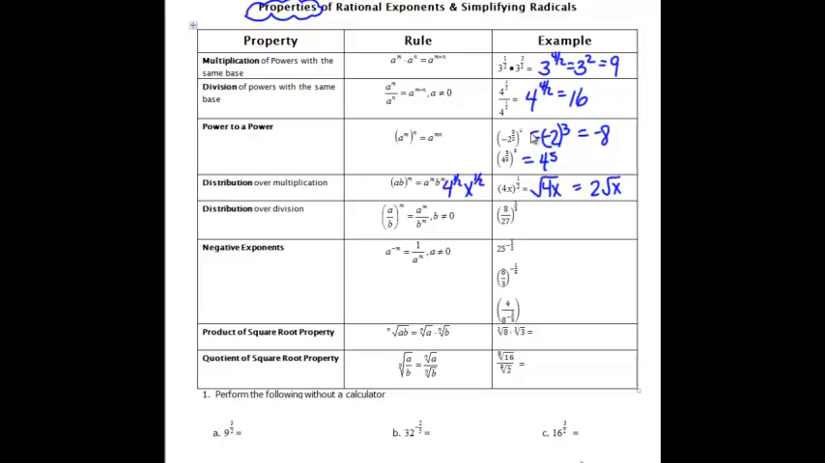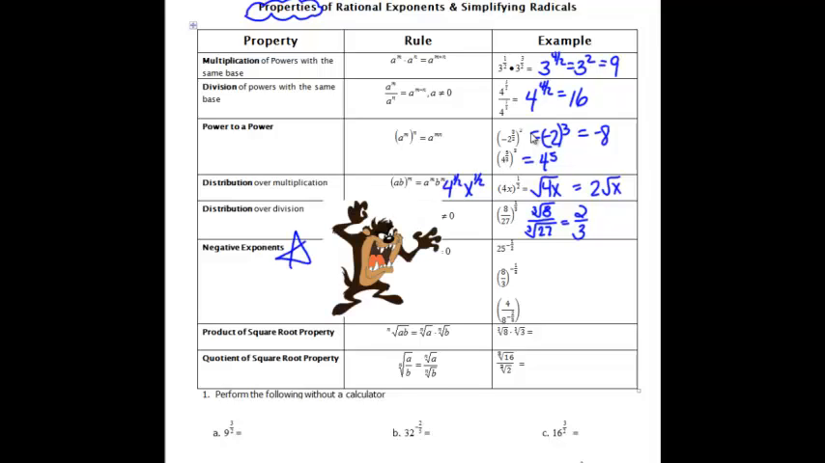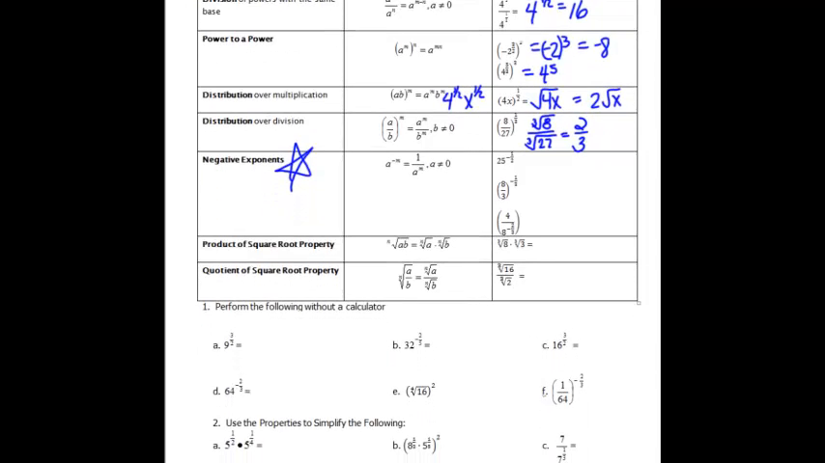Cube root, distribution over division, so I could do the cube root of 8 over the cube root of 27. So that's going to be the same as the cube root of 8 over 27, but I don't want to do it that way because it doesn't work out, so I'm going to do 2 over 3. You can do it however it works out, basically, is what it's saying. Negative exponents, everybody's favorite, right? It doesn't change. It's 1 over whatever.